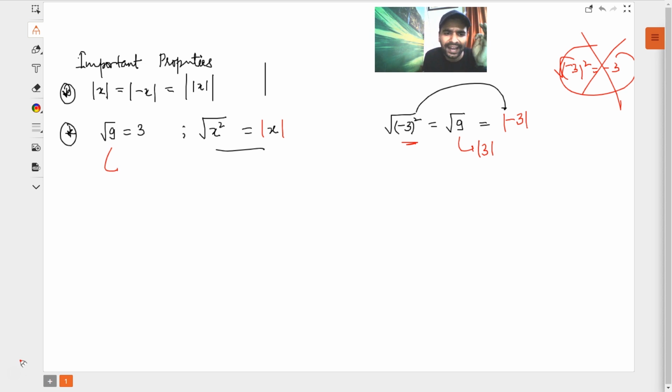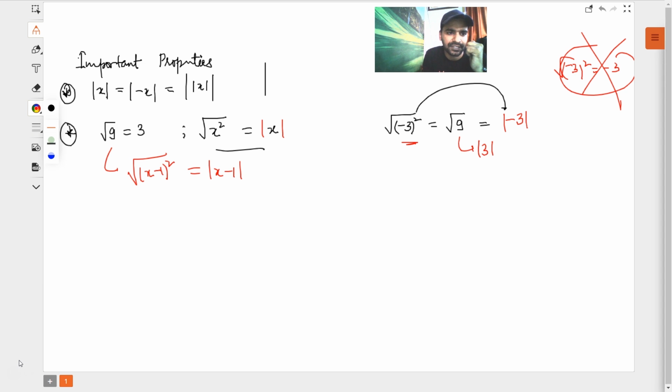Look, if you have an expression like under root x minus 1 ka square, you won't write it as x minus 1. Why? I told you already. You will always write it as mod of x minus 1. Right or not, guys? Everybody clear with this thing?